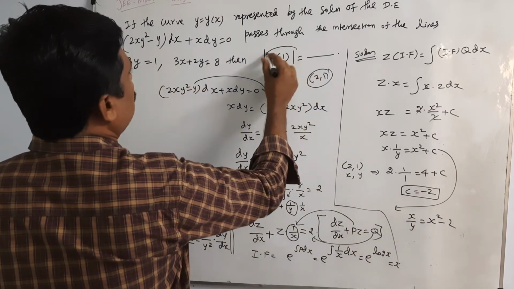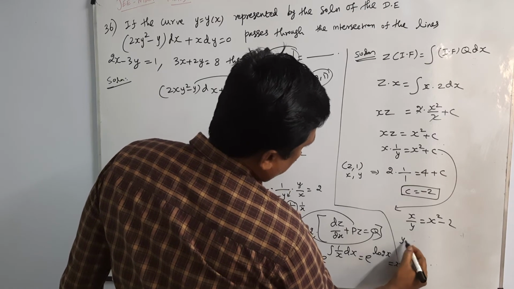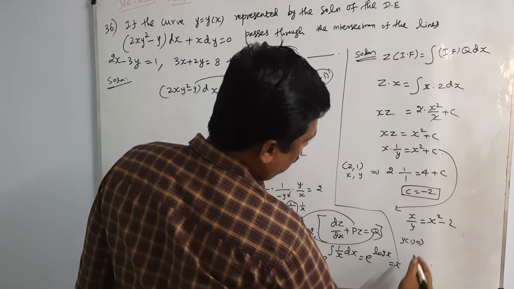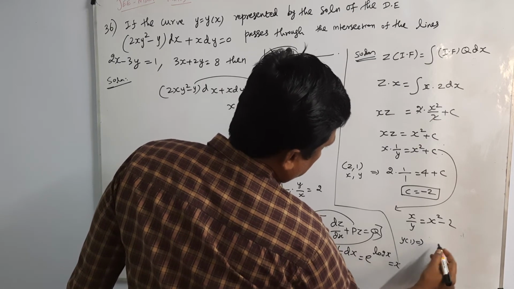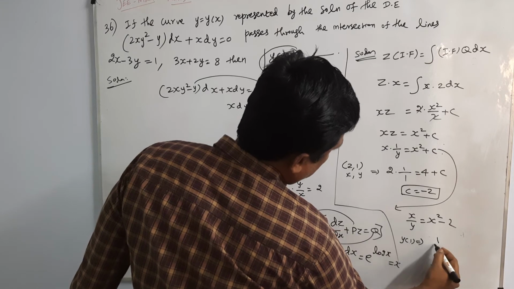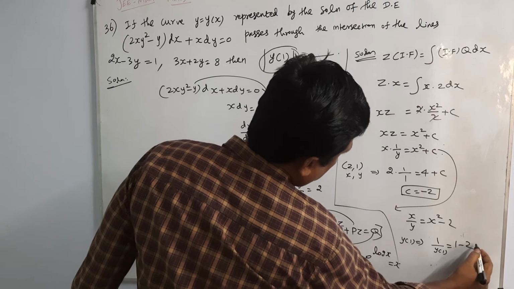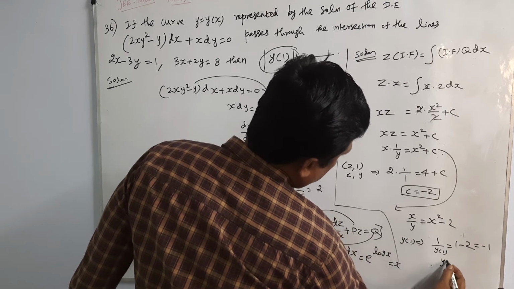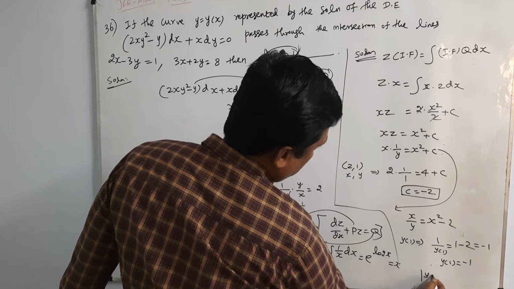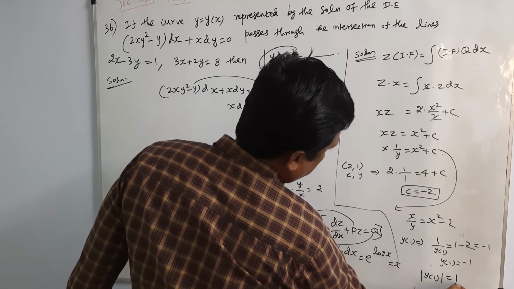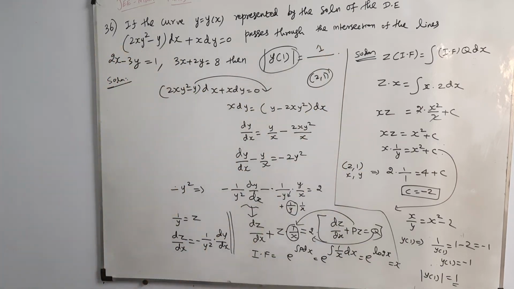What they asked is y of 1. So y of 1 implies x value is 1. So 1 by y of 1 equal to 1 minus 2 equal to minus 1. y of 1 equal to minus 1. We are asked modulus y of 1. This is plus 1. So modulus value is 1.